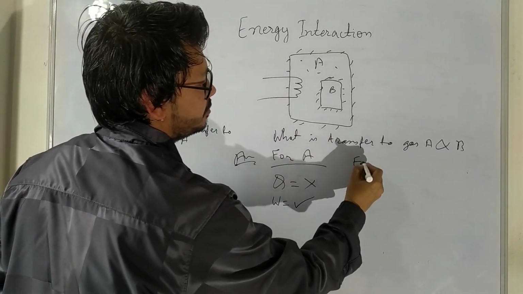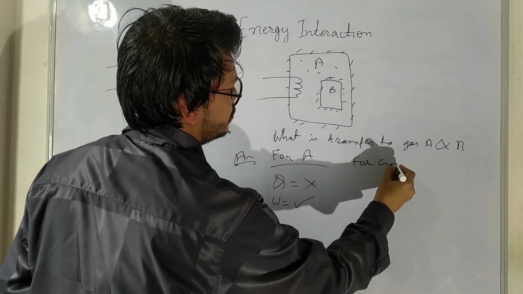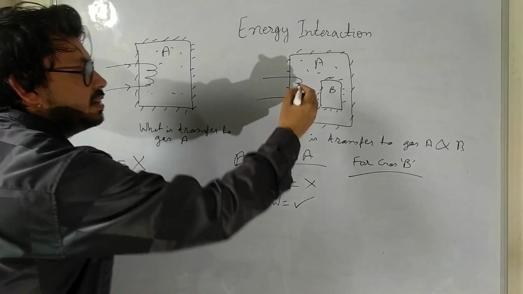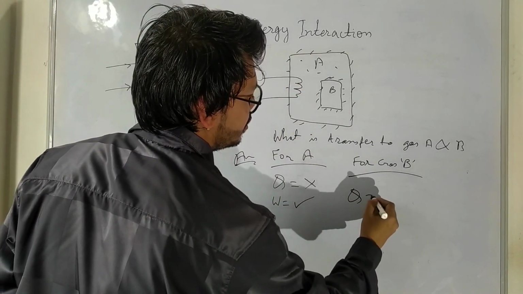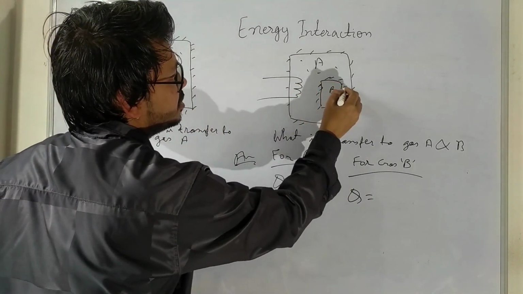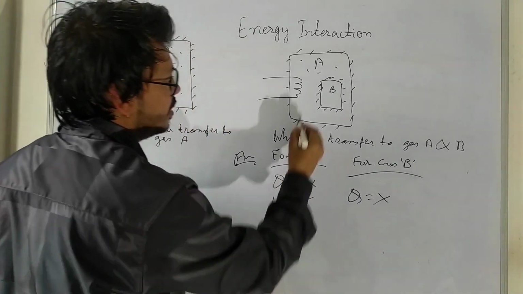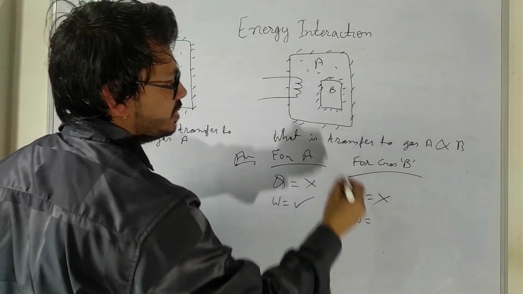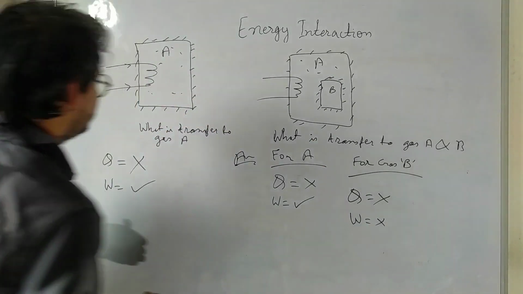For gas B, is there any heat transfer? Since it is insulated, there is no heat transfer. And work transfer? Since work is also not crossing this boundary, there is no work transfer.